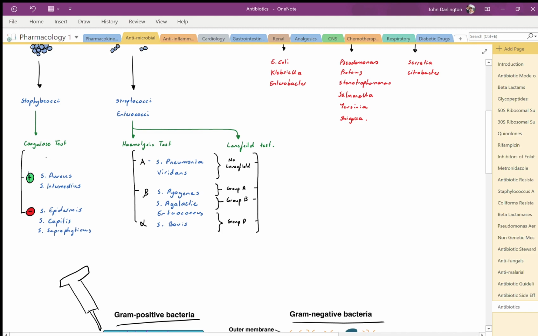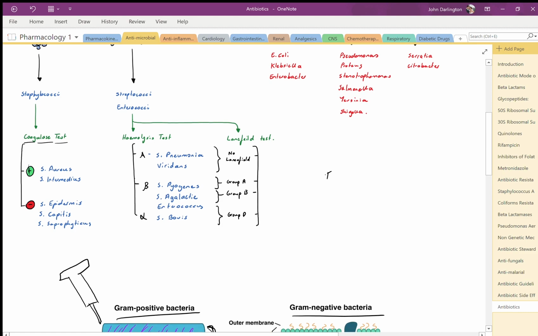So Staph aureus can be further divided into something called coagulase. Sorry, not Staph aureus, just the staphylococci. They can be further categorized by something called the coagulase test. And what that means is whether they have the ability to literally promote the blood to coagulate. And the way that they do that is by activating something called fibrinogen, which is the precursor to fibrin.